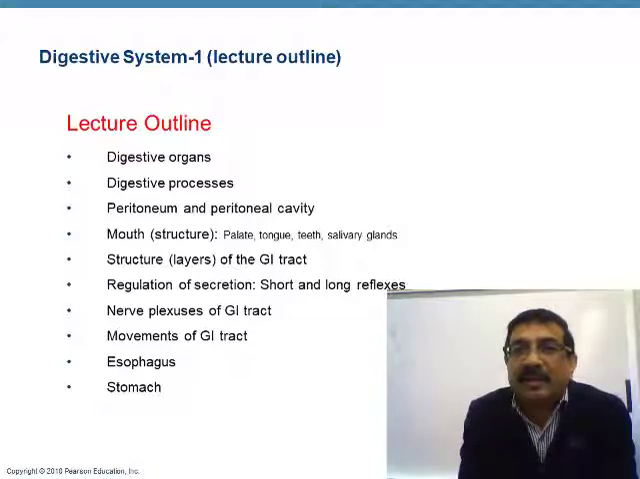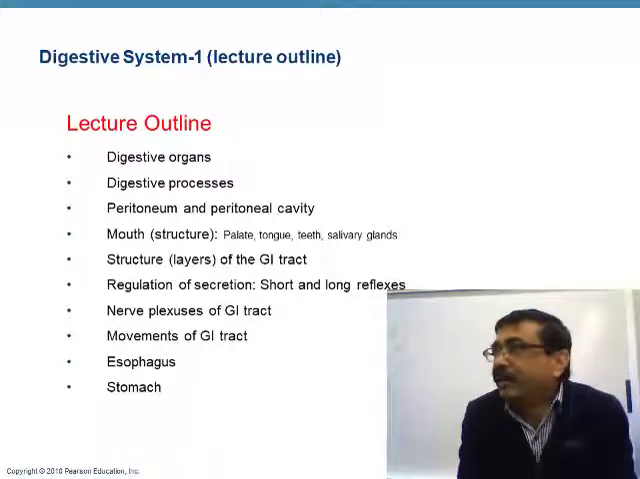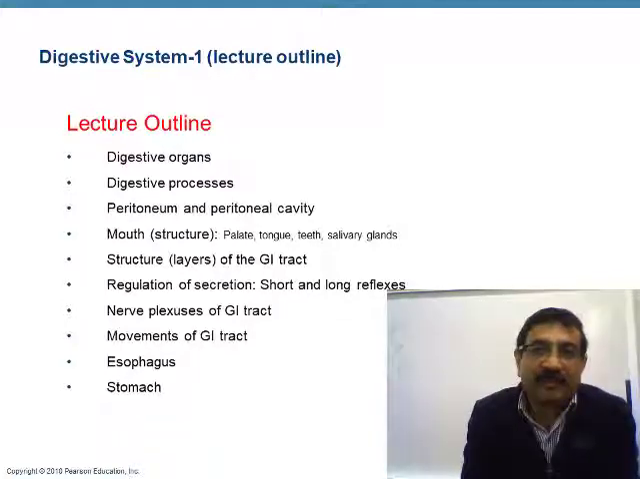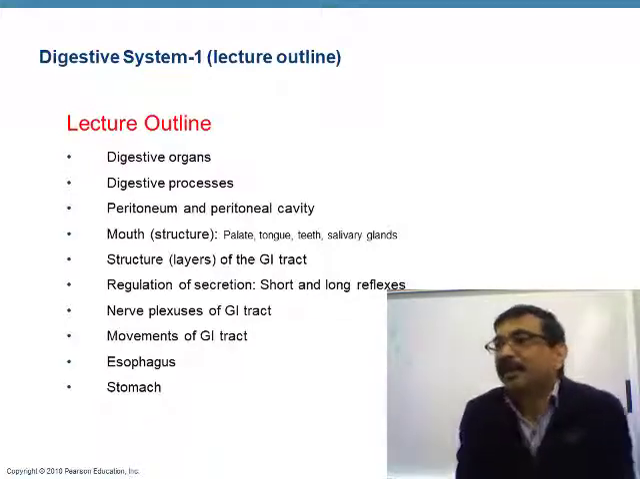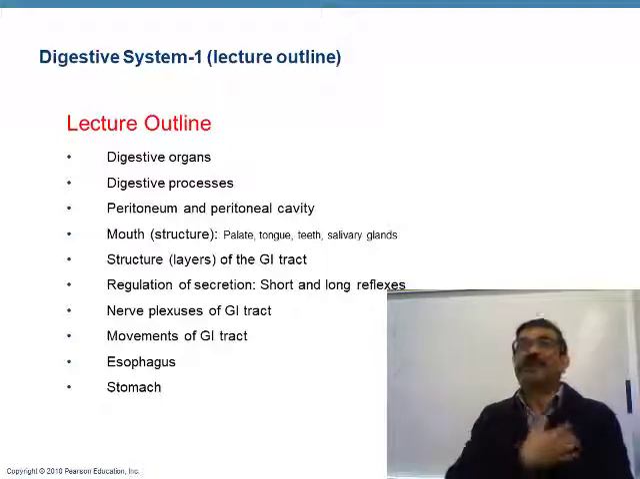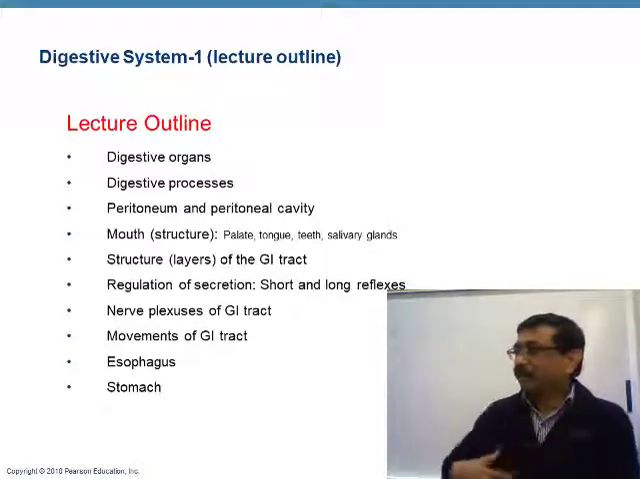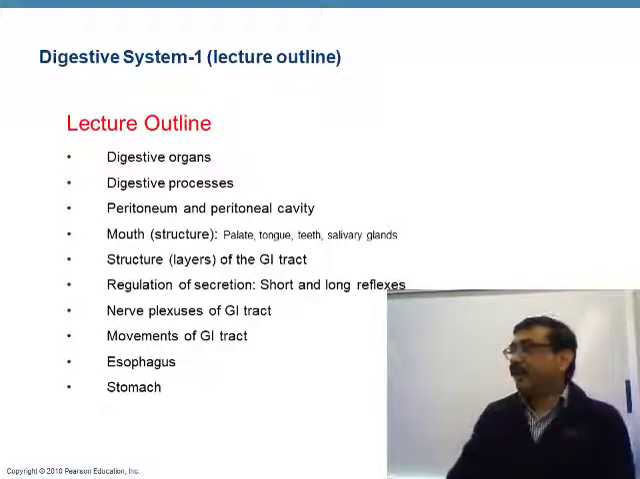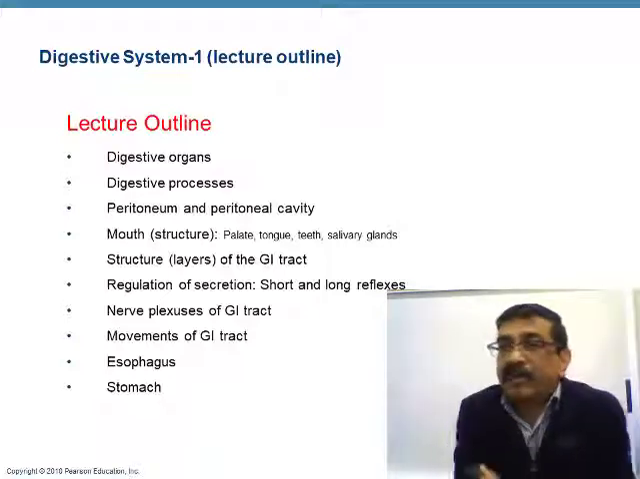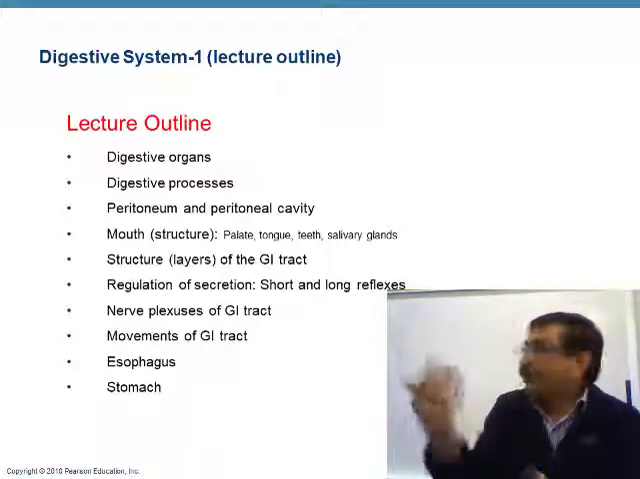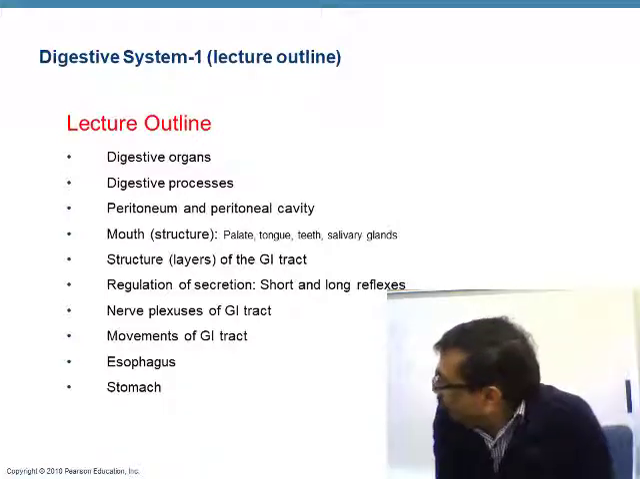Peritoneum is a double layered serous membrane like pericardium, pleura. You know you have pericardium around the heart, right? You have pleura around the lung. Around your abdominal organs, you have the peritoneum. So, most of the abdominal organs are within the peritoneal cavity.